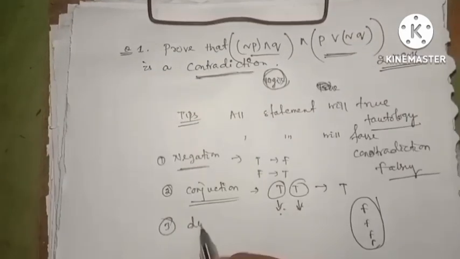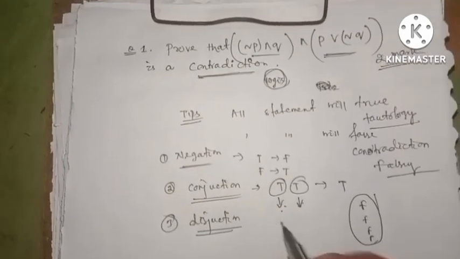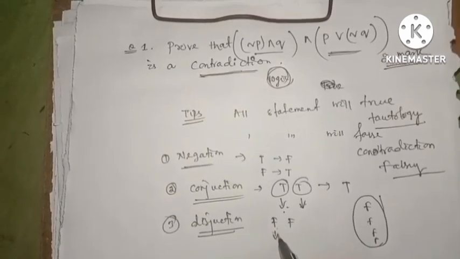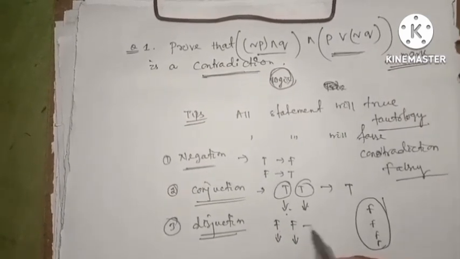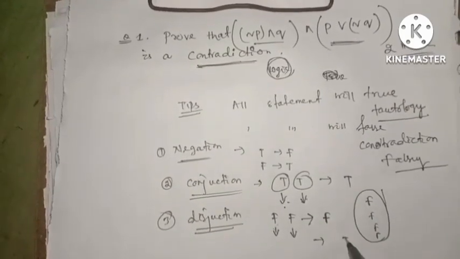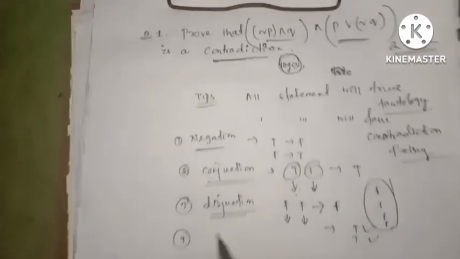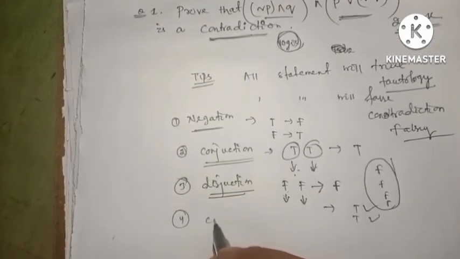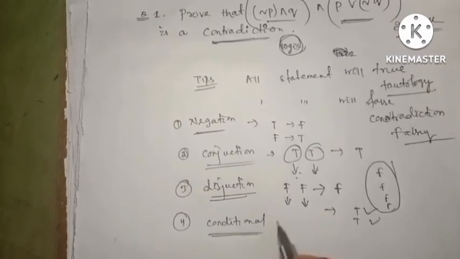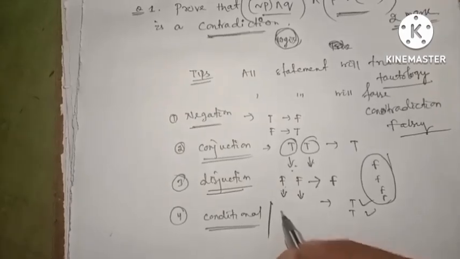Another is disjunction. When both statements are false, this statement is false and this statement is false, then it is false, otherwise it is true. Next is conditional, also known as implication.